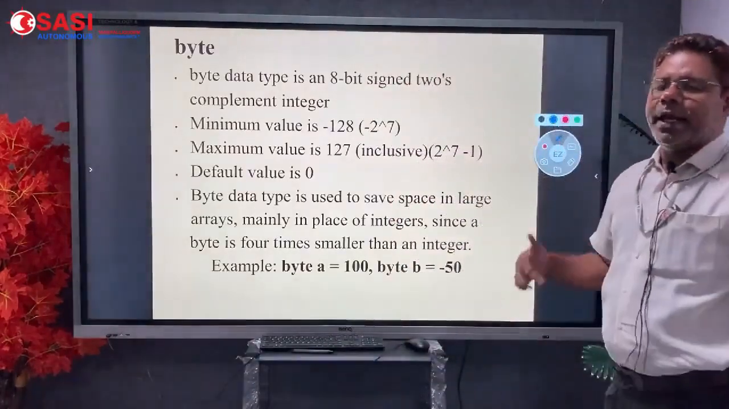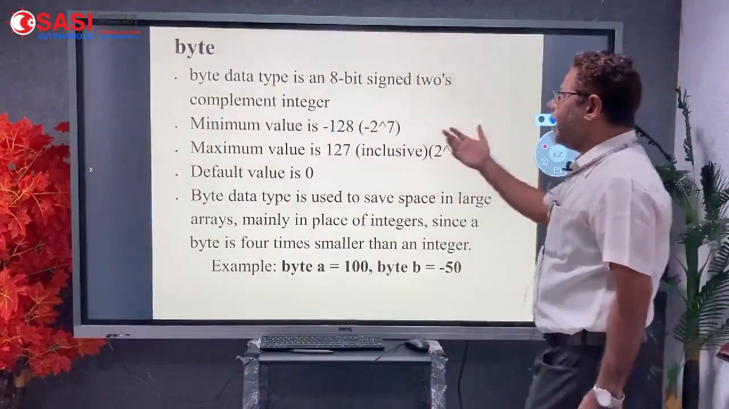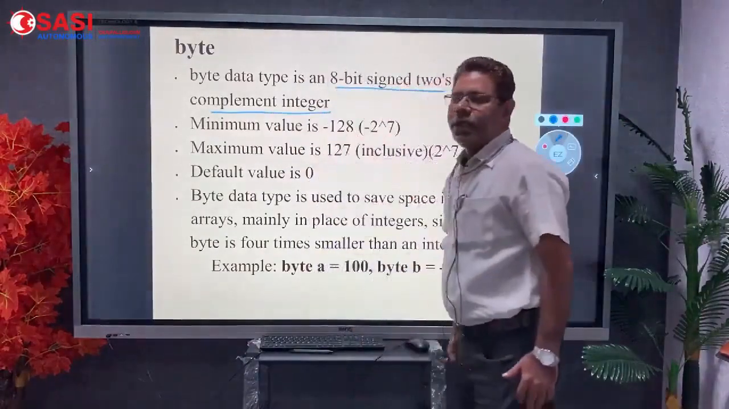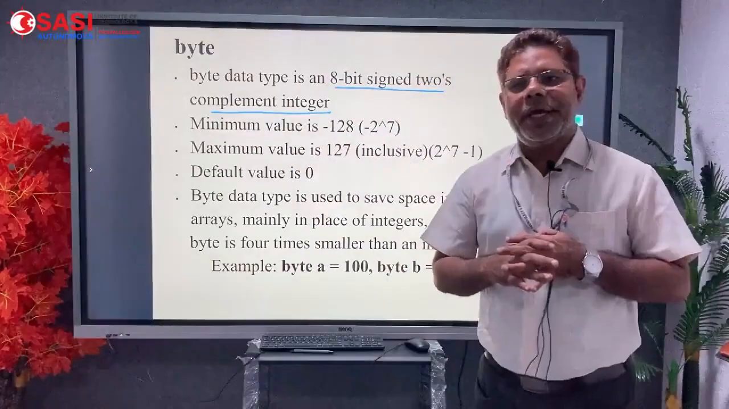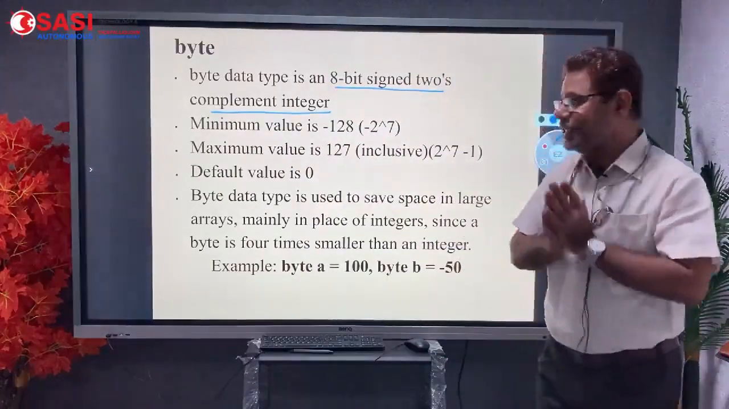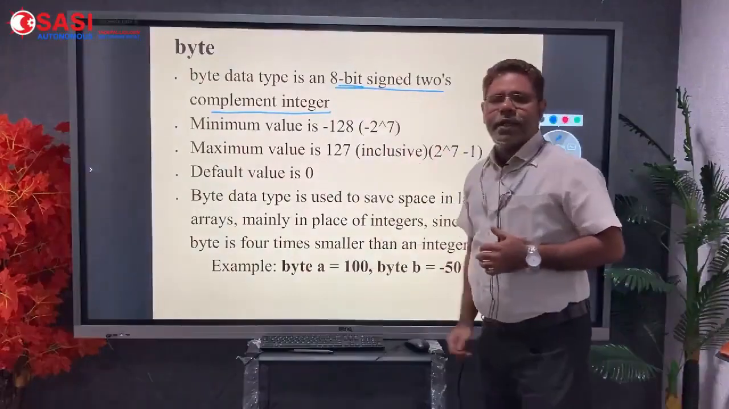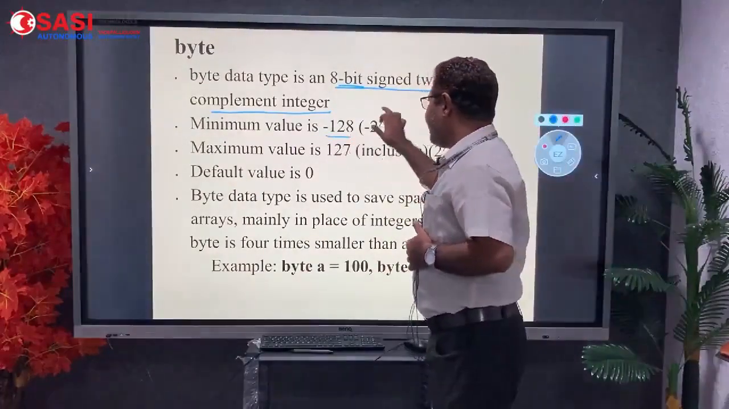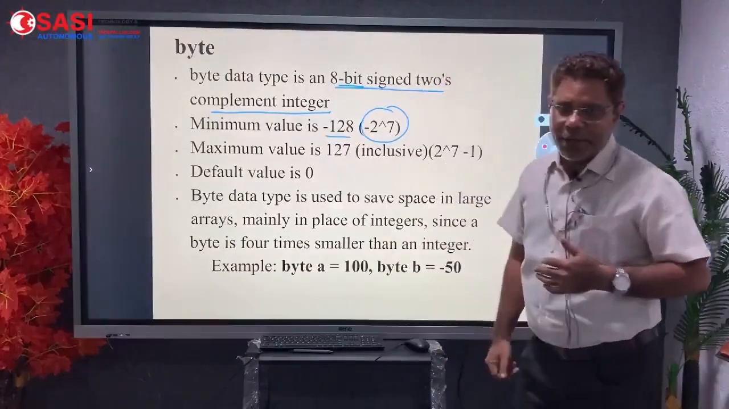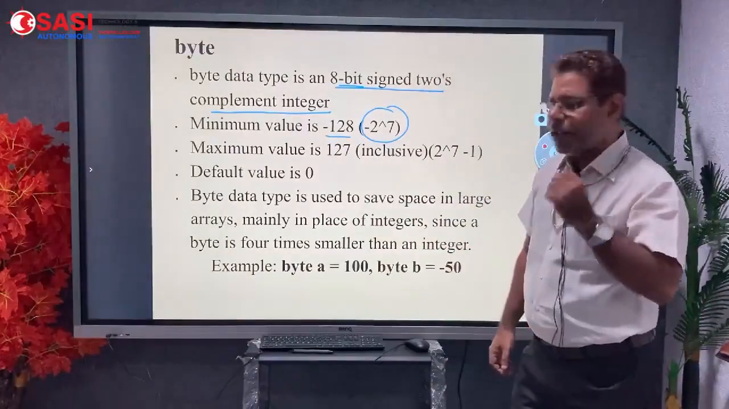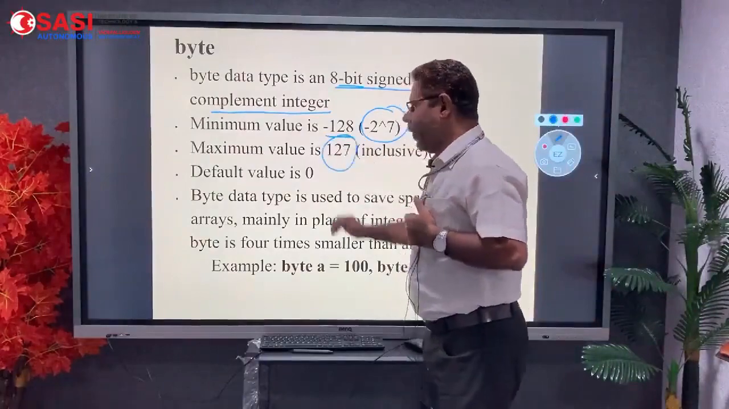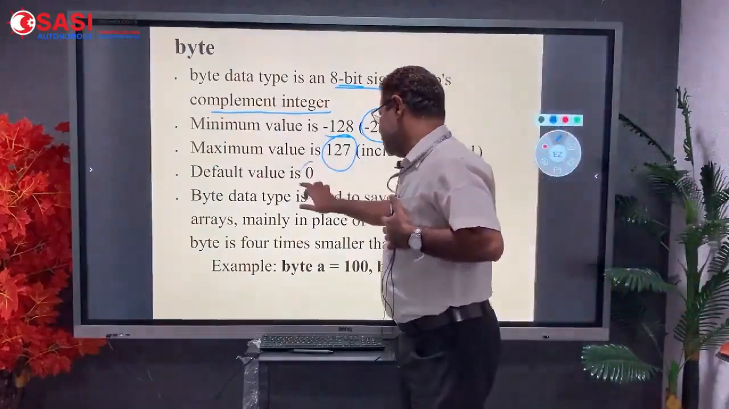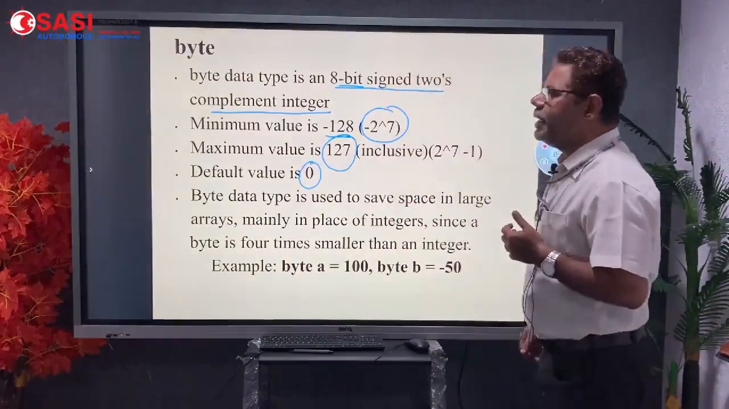So byte is a data type. Already we know, this is an 8-bit signed 2's complement integer. The byte data type size is 8-bit. So here the minimum value to store in the byte is -128, that is -2^7. The maximum value for the byte is 127. The default value for the byte is 0.